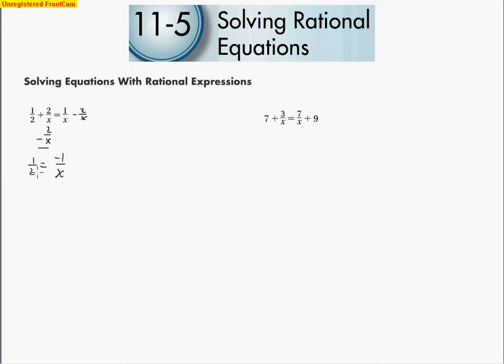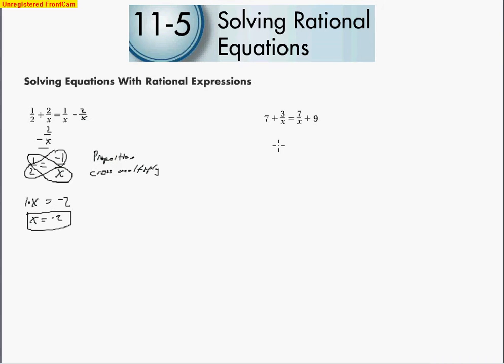When I've got a proportion like this, I can cross multiply. A ratio set equal to another ratio is called a proportion. With the proportion, I can go ahead and cross multiply. I'm going to multiply the x by the 1, and that'll give me 1x, and then the 2 by the negative 1, and that'll give me negative 2. So x equals negative 2, and that would be my answer.